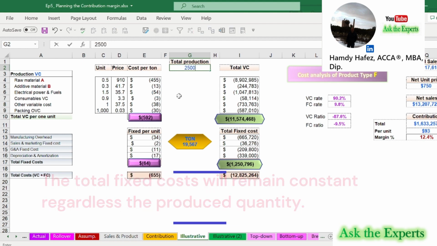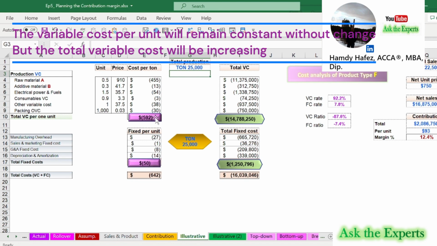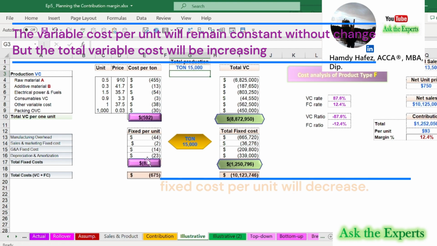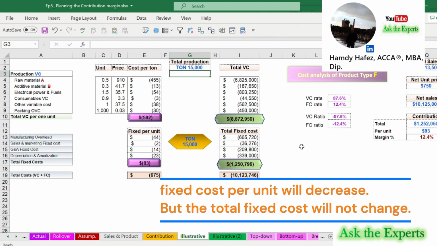Let's now increase and decrease the total production quantity. As you see, when you increase the total production quantity, the following will happen. The variable cost per unit will remain constant without change. But the total variable cost will be increasing. In contrast, the fixed cost per unit will decrease. But the total fixed cost will not change. Did you get it? Don't worry, in the next episodes we'll discuss further examples.